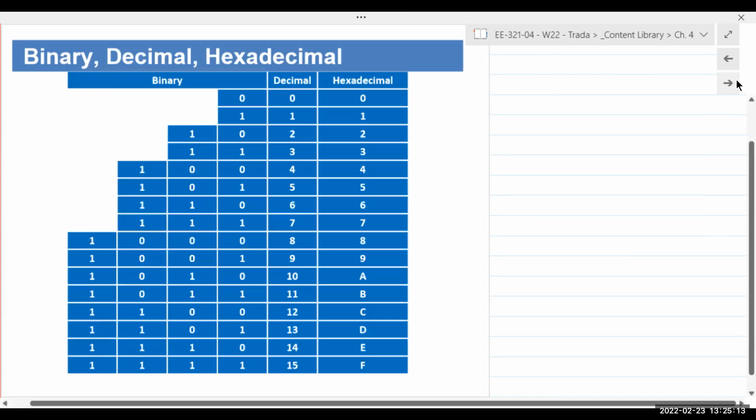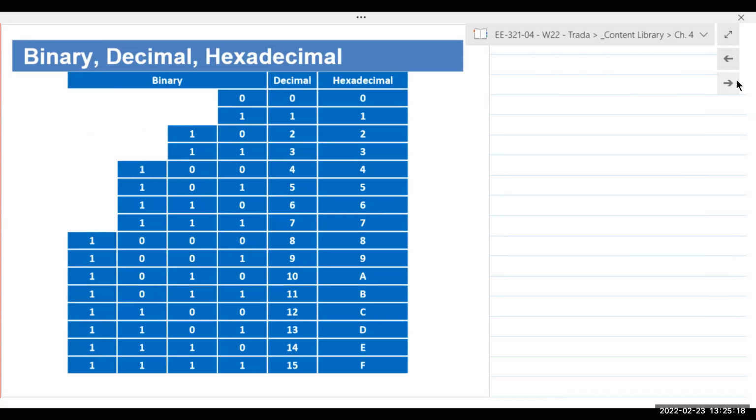So here is the table of how a binary number system would look. The first four columns represent binary. Fifth is decimal. Sixth is hexadecimal. We'll talk about this a little bit, in brief, in just a little bit.